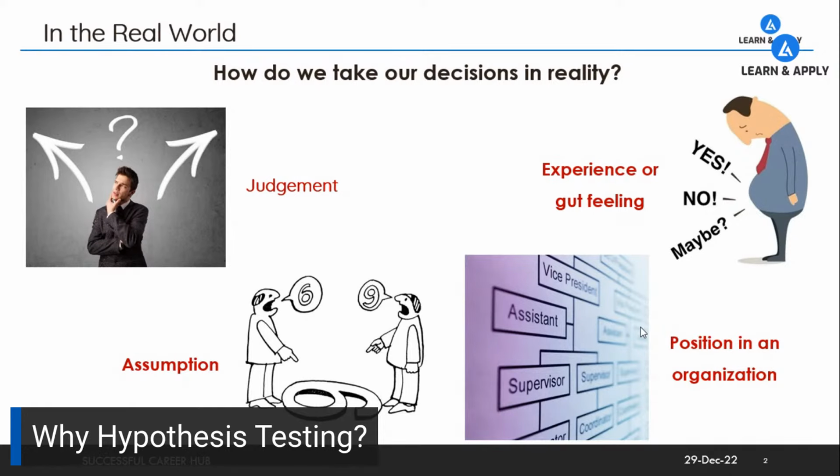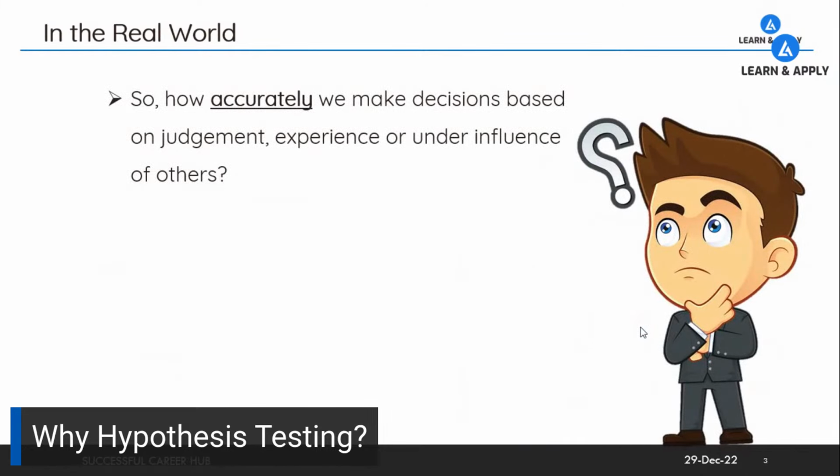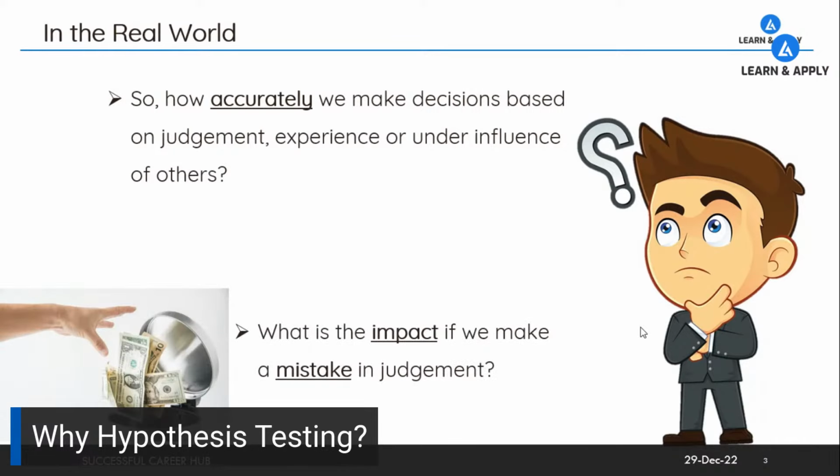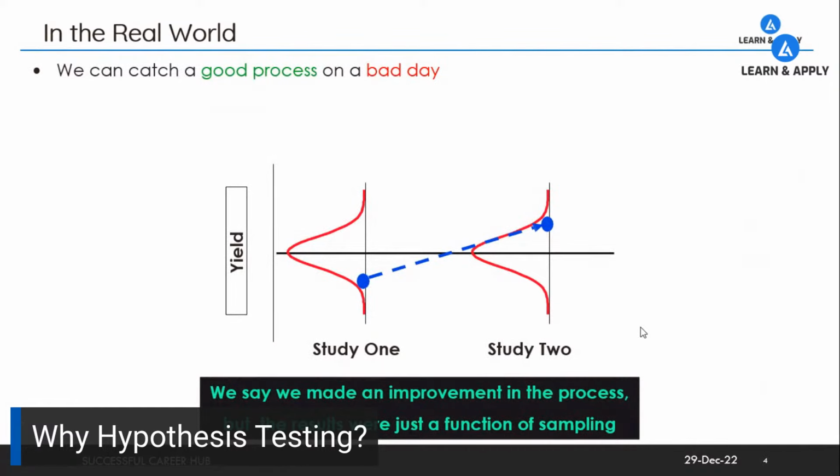Based on that, we are going to take the decisions. But just imagine that if you take the decision based on the influence of others, or by judgment, or by our experience, are we going to take the right decisions? Many times, no, right? Sometimes that decision may be correct, but many times that decision is going to be wrong. What is the impact if our decision is wrong? Let's go into the detail of it.